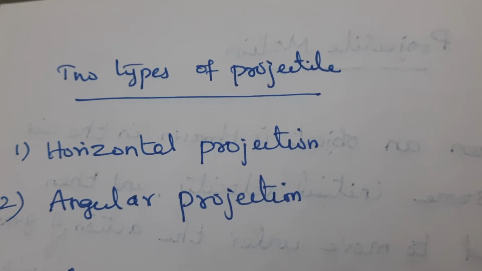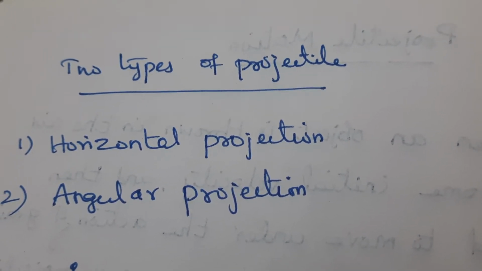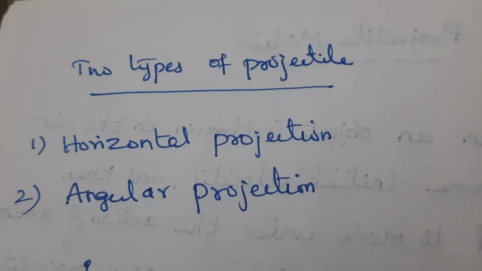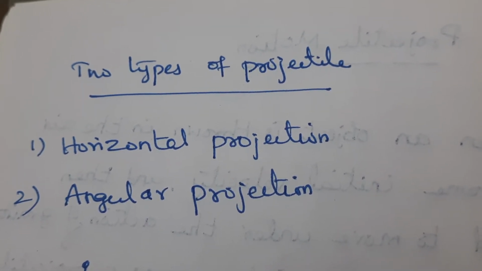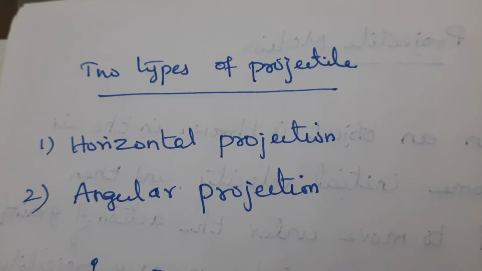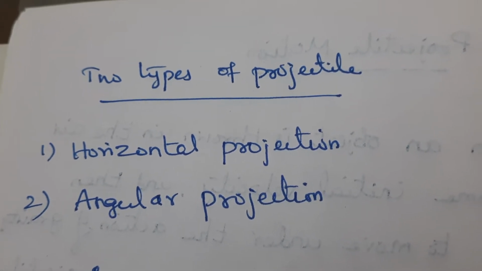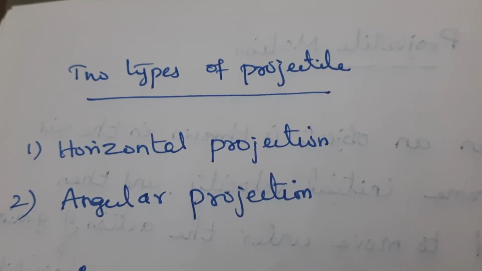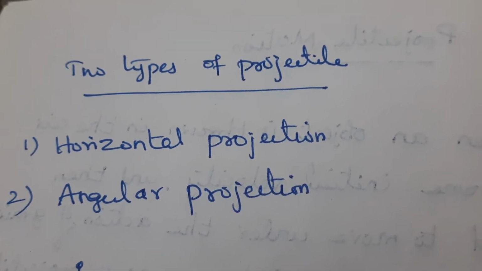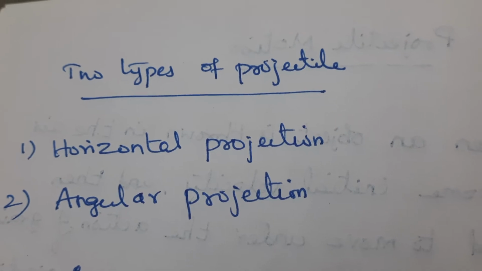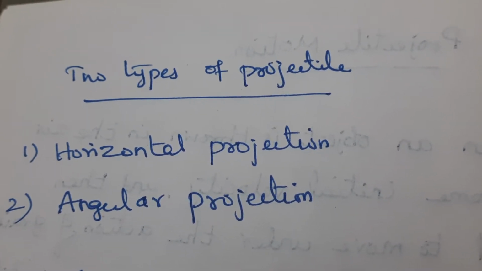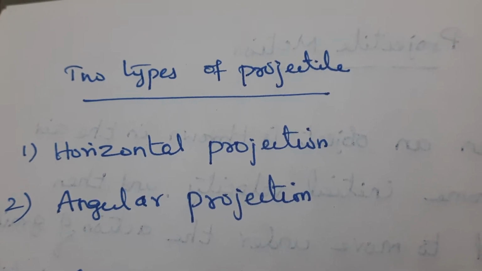Then the types of projectile. There are two types of projectile motion. One is horizontal projection. The second one is angular projection. What is meant by horizontal projection? Projectile given an initial velocity in the horizontal direction. That is, from the top of any building or tower, we are throwing the object horizontally. That is horizontal projection.